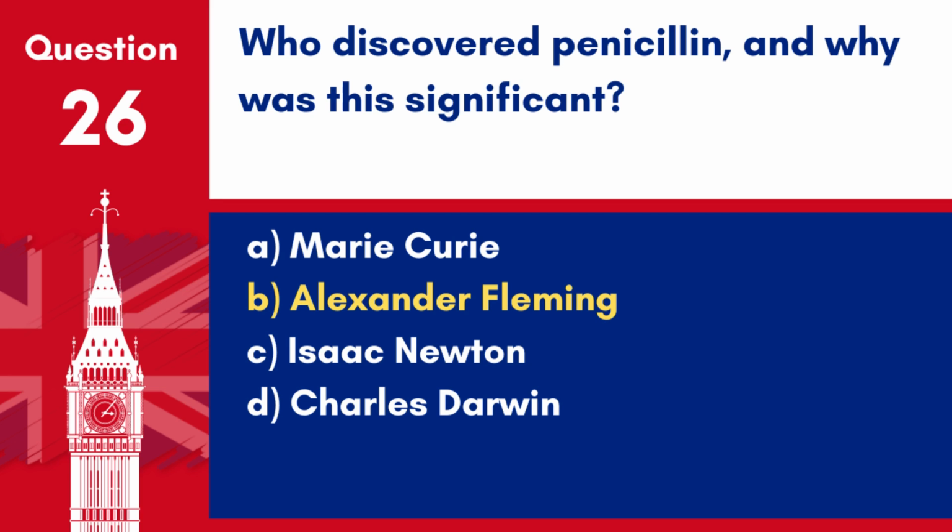Answer. B. Alexander Fleming. Alexander Fleming discovered penicillin in 1928, and it was significant because it was the first true antibiotic, revolutionizing the treatment of bacterial infections and saving countless lives.